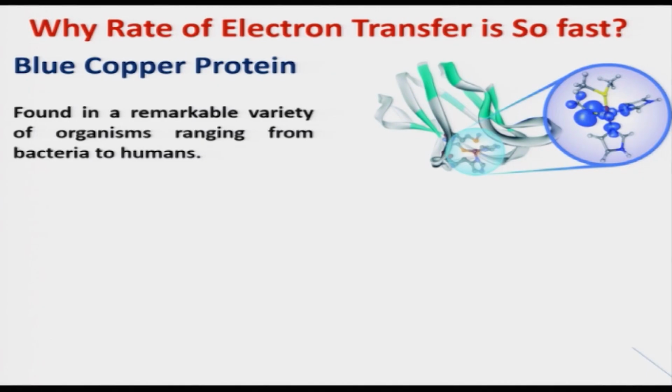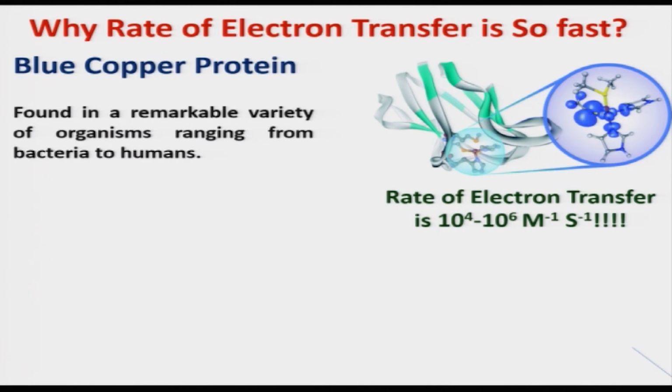Blue copper protein, as you all know, is found in a remarkable variety of organisms ranging from bacteria to human, and the rate of this electron transfer is very high, 10 to the power 4 to 10 to the power 6 mole inverse second inverse. What exactly is happening in blue copper protein? Basically, it is interconversion between copper 2 and copper 1. Copper 2 takes an electron, gives rise to copper 1, and copper 1 releases an electron, converts to copper 2.